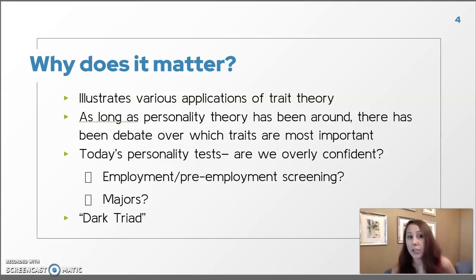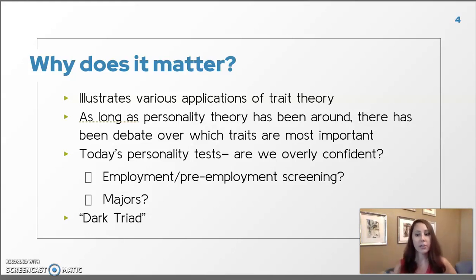And that caused a lot of concern among personality theorists to say, okay, you're going too far. Because if we're always debating what traits are even important, how can we use a personality inventory to kick someone out of a job or to discourage a student from a major?